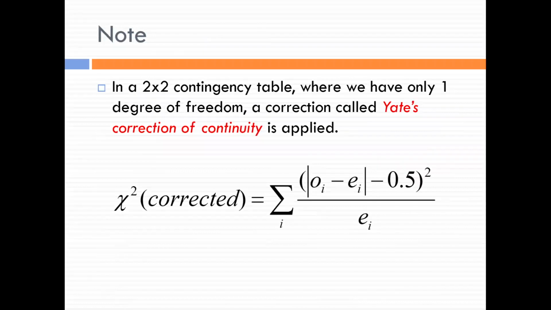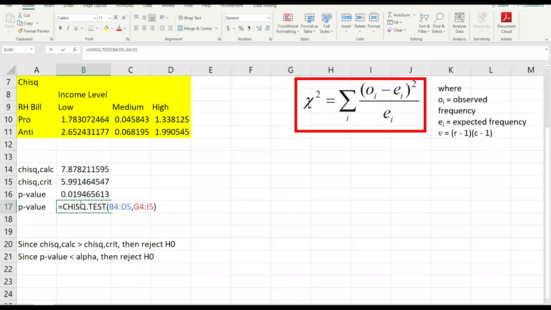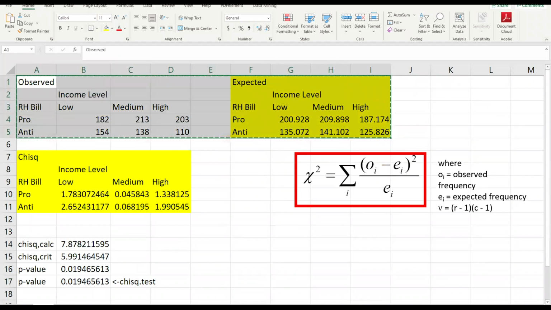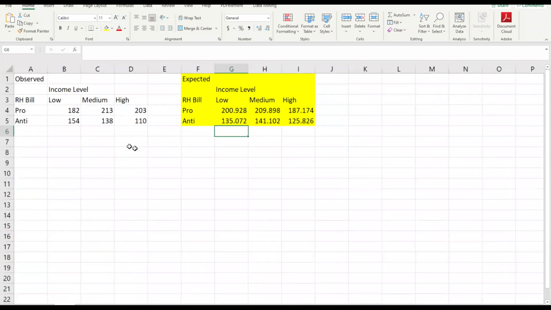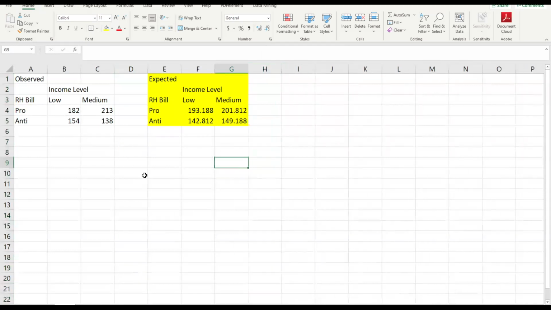Okay, so let's try, but I believe that the Yates correction is already applied directly when we use the CHISQ.TEST equation. So to do that, let's just copy it for that. Then let's just remove this high value. Okay? So we just remove it. So if we do the first method, let's do chi-square. We'll create a table.